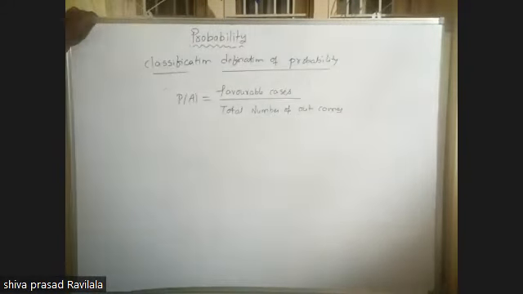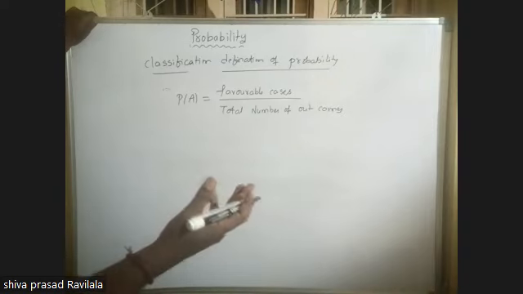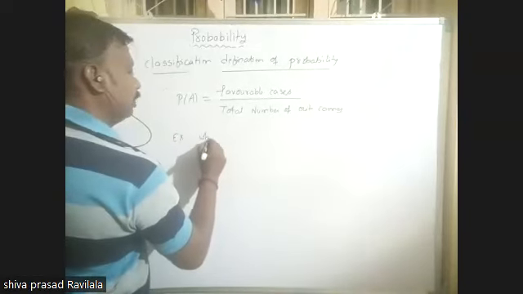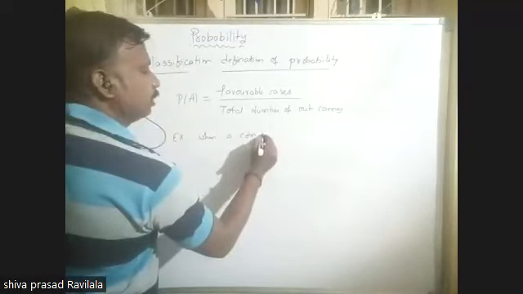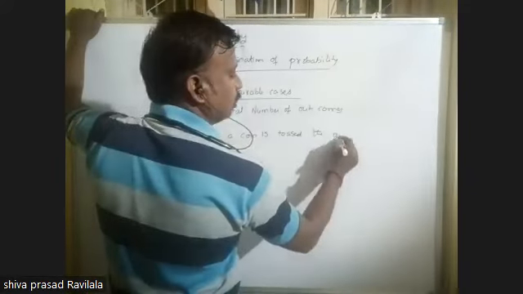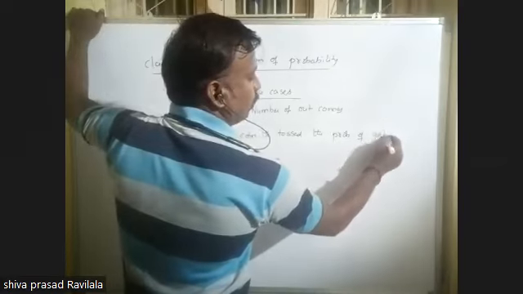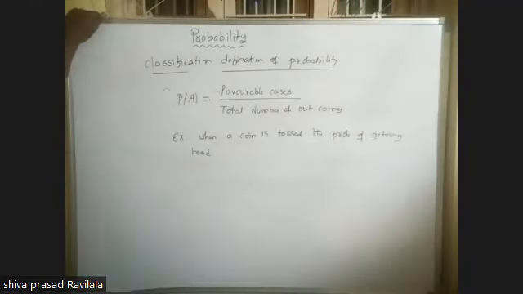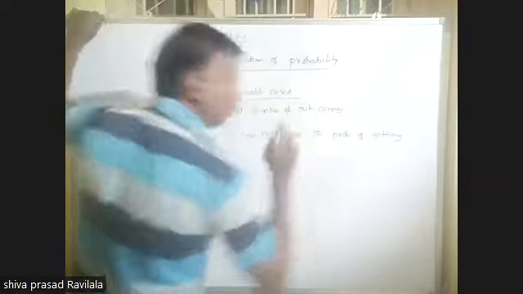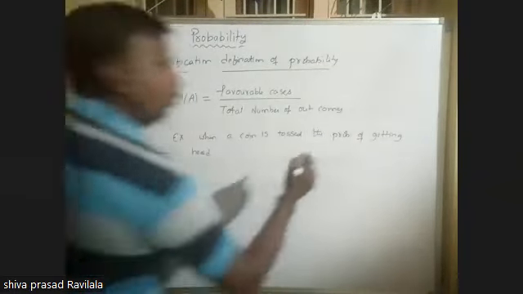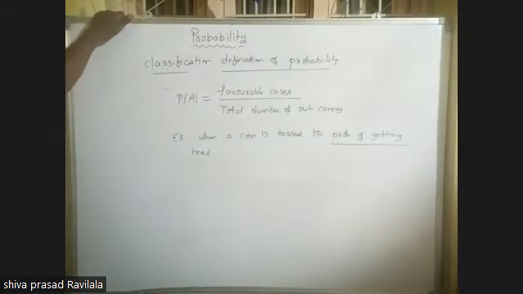For example, when a die is thrown or when a coin is tossed, probability of getting head, probability of getting tail. Very simple example I am explaining here. When a coin is tossed, the probability of getting head. When a coin is tossed, how many outcomes occur, first of all? That will be the total number of outcomes. And next, what is our probability? We have to find the probability of getting head. How many heads occur?